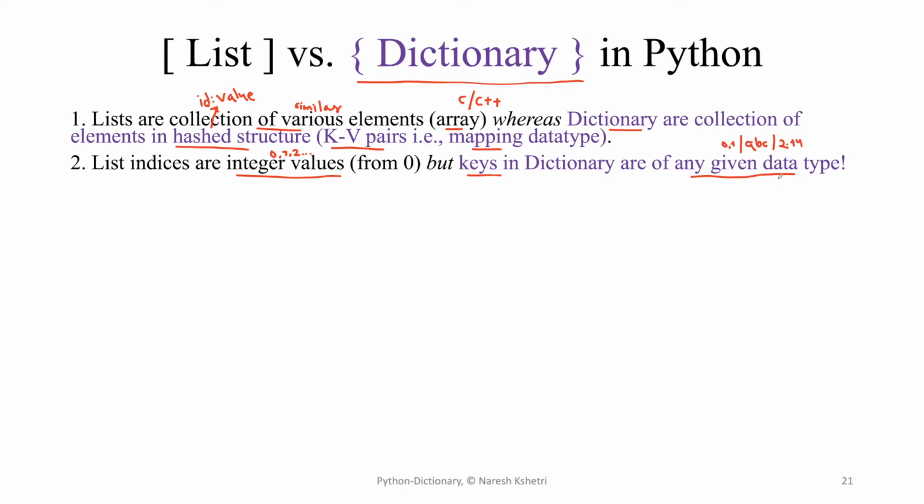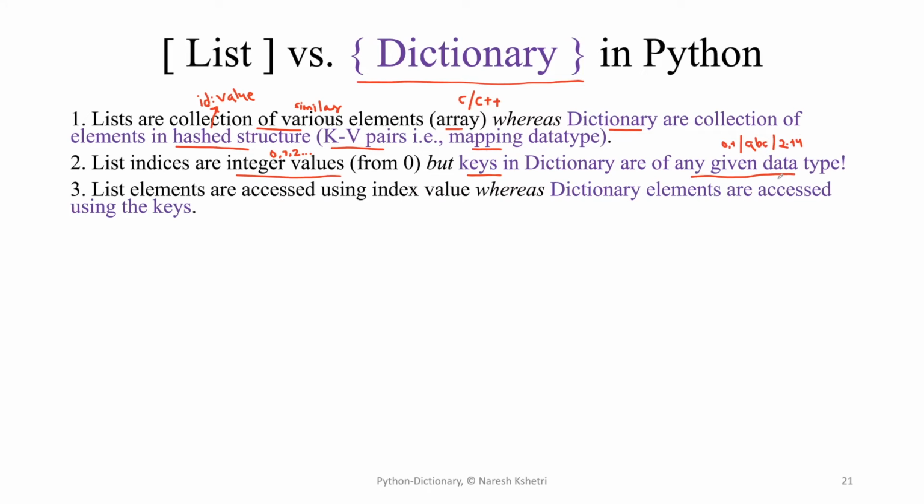And the third difference between list and dictionary is that we use the index value to access the items or elements of the list, but dictionary elements are accessed using the keys only. We will see an example of how they are accessed using keys. So the keys are the ID. With the help of the ID, we can access or fetch the values of the dictionary.